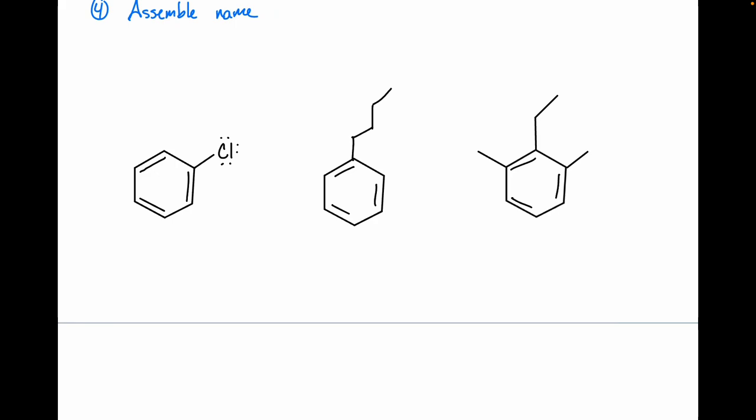All right, so again, in all of these, my parent chain is going to be that benzene ring. We have this chlorine right here. What do we call that? Chloro. Remember, our halogens we treat just like alkyl groups, right? There's nothing special about those particular functional groups. They always just go out front of the name. In this case, I again have a mono-substituted benzene ring, so this would just be chlorobenzene. Now I have an alkyl group, this time a 4-carbon alkyl group, so this is a butyl group, so this would be butylbenzene.